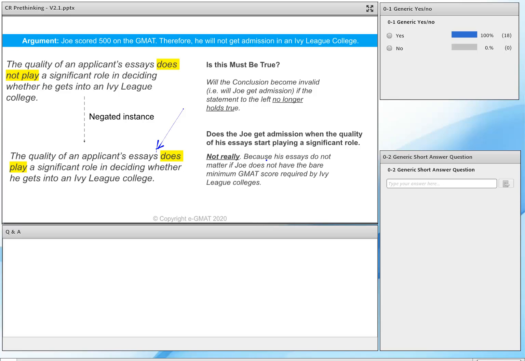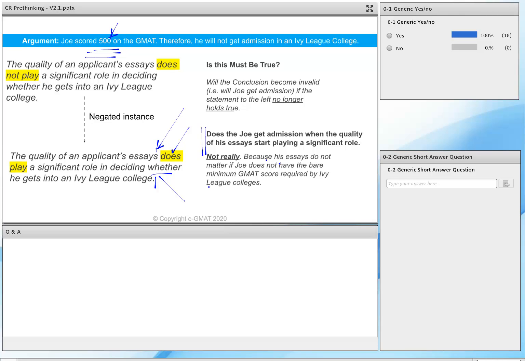So does Joe get admission when essays start, they do play a significant role? I said the other way around. Either way, the answer remains the same. So does Joe get admission when the essays start playing a significant role? No, really not. Why? Because if Joe doesn't meet that minimum threshold that is required, if Joe still has 500 and that 500 doesn't meet that minimum threshold, then regardless of the quality of essays, he will not get admission in an Ivy League college. So the quality of someone's essays really does not matter.